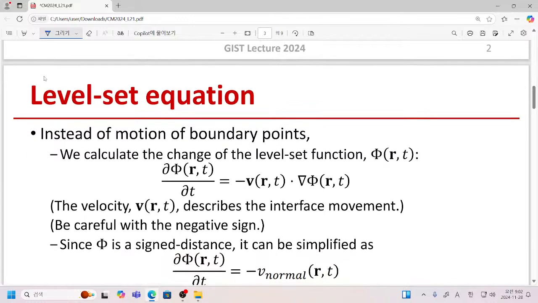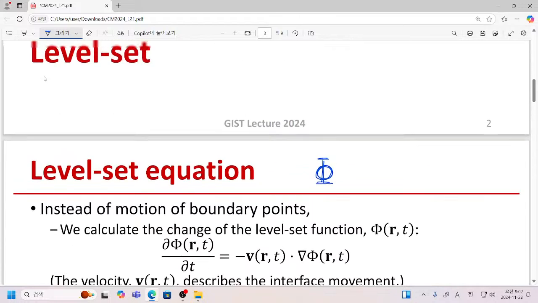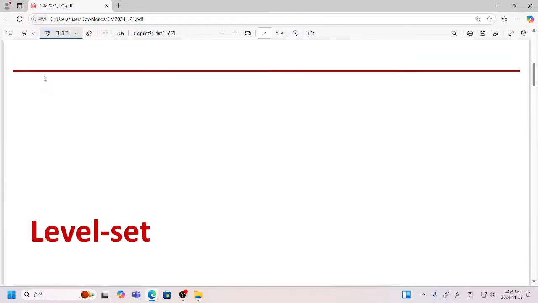So in the previous lecture, we just converted our initial structure into an initial level set function. In this case we will call it capital phi, whatever. So let's just consider this previous example.